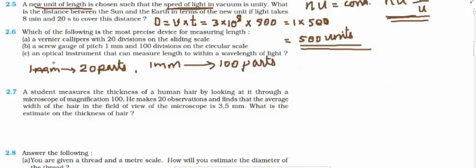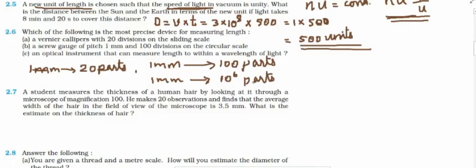Then an optical instrument that can measure length within the wavelength of light. Within the wavelength of light means, taking the average wavelength of light as 10 power minus 6, here 1 millimeter is divided into 10 power 6 parts.